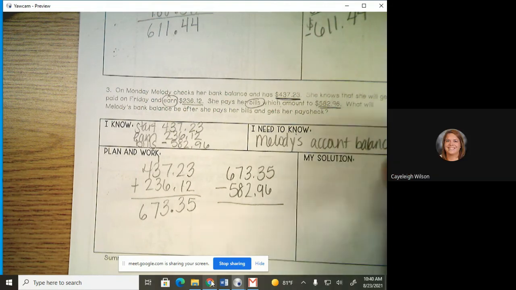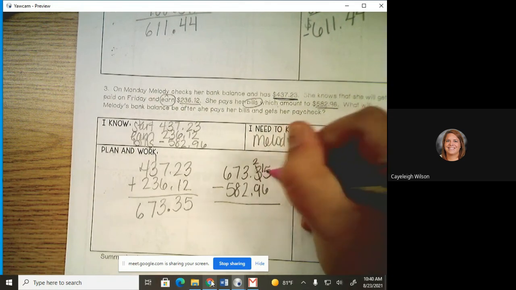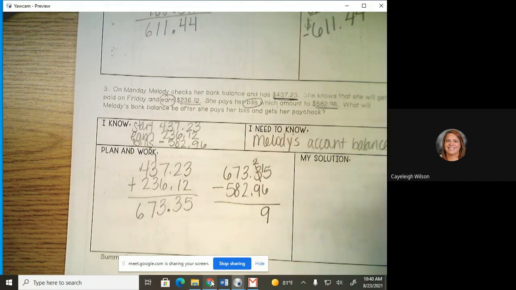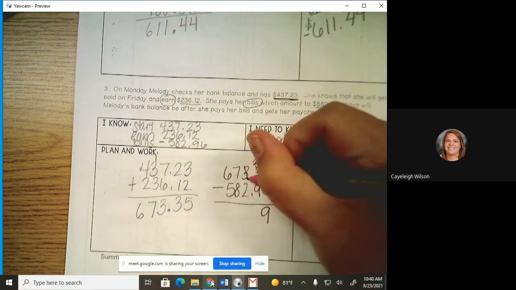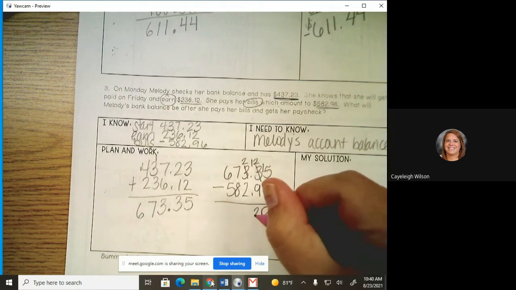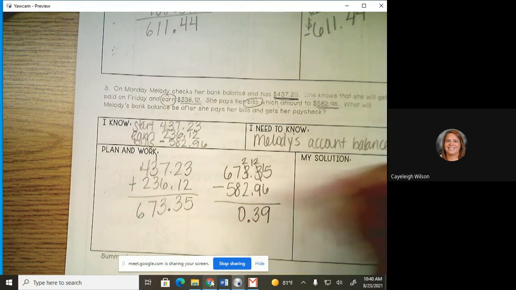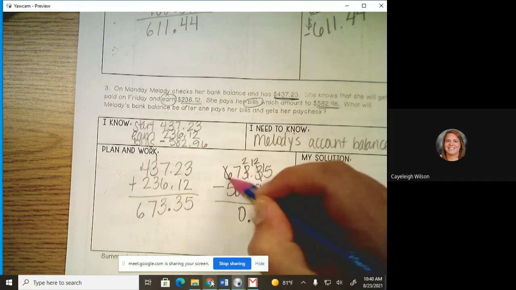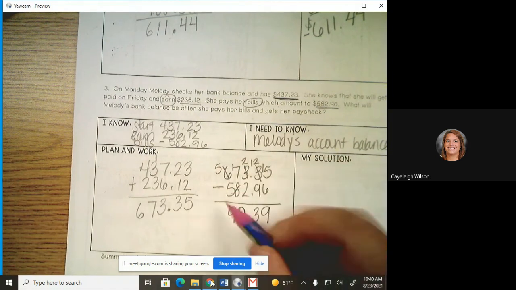Okay, so I'm going to borrow from this 3 because I can't do 5 minus 6. So that's 15 minus 6, which is 9. And I'm going to borrow from this 3 because I can't do 2 minus 9. So that'll become a 2, and that 2 will become a 12. So 12 minus 9 is 3. 2 minus 2 is 0. Can't do 7 minus 8, so I'm going to borrow, make that a 17 minus 8, which is 9, and then 5 minus 5 is 0.